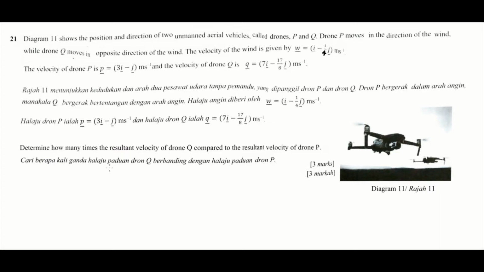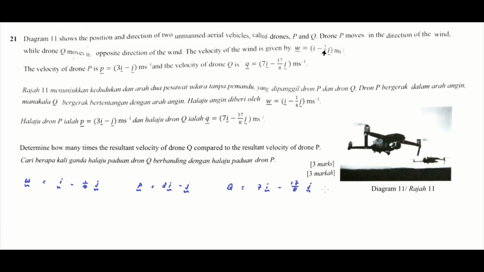Diagram 11 shows the position and the direction of two unmanned vehicles called drones. So you have P and Q here. P moves in the direction of the wind and Q moves in the opposite direction of the wind. Let us write down some important information first. The velocity of the wind is given as i minus 1/4 j. The velocity of drone P is given as 3i minus j. And for Q it is 7i minus 17/8 j.